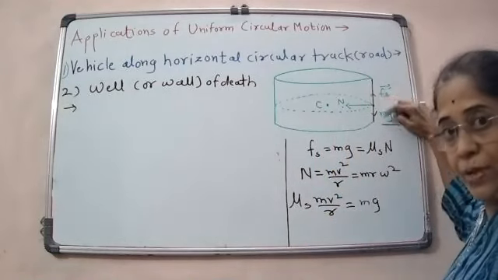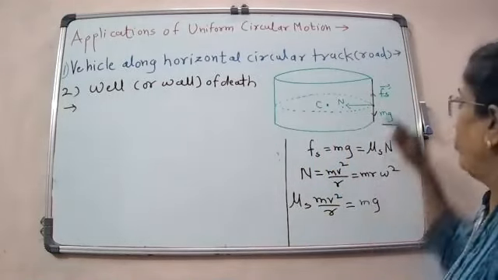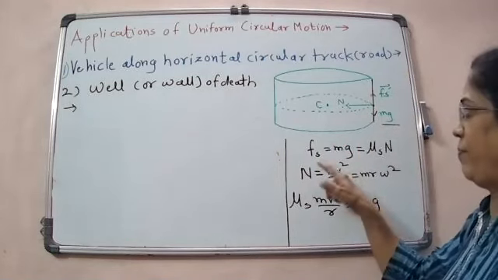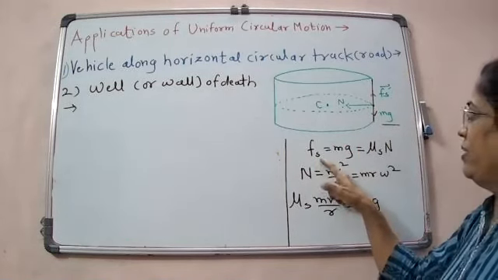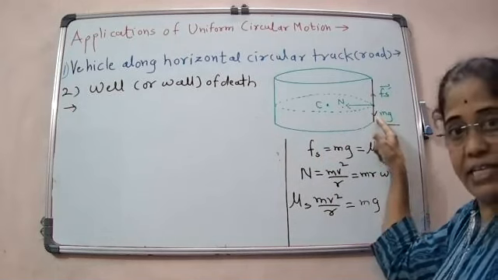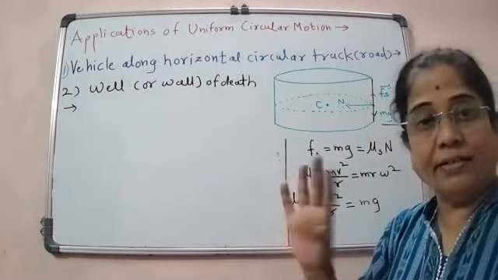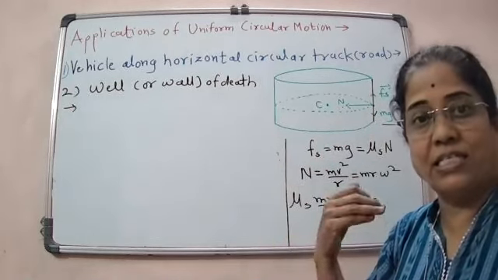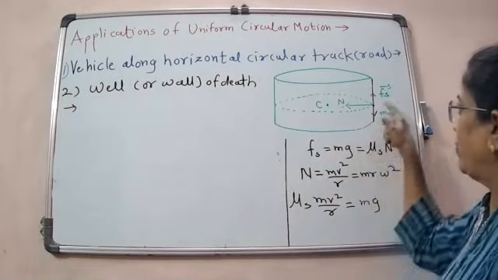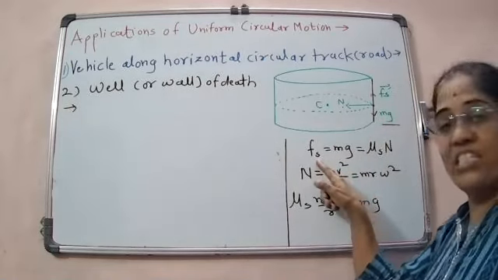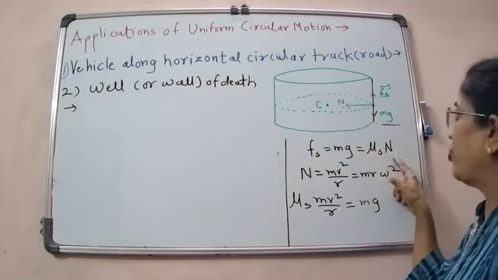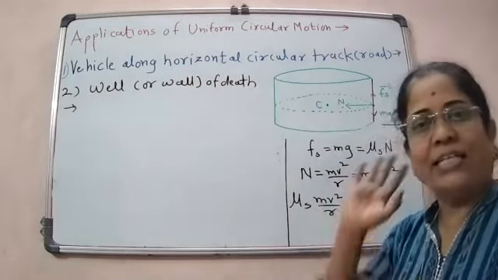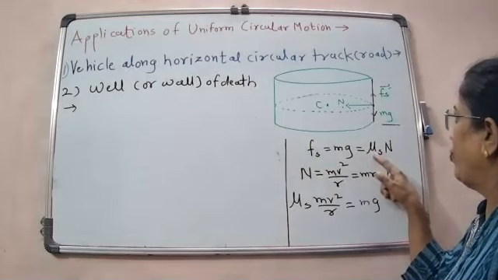See, from this figure, we conclude that this Fs and mg are the same, rather they are equal and opposite. They balance each other. So Fs equal to mg. But we know that the static friction is equal to mu s into N.